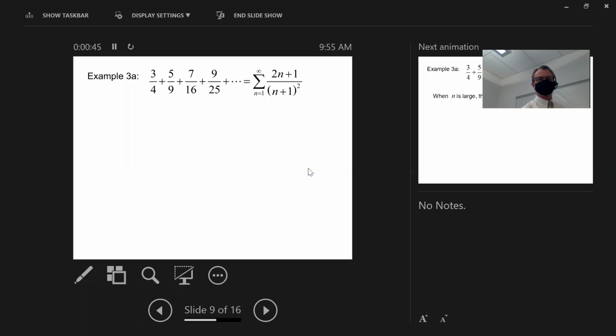I'm not so much concerned about that. Let's look at this example. Now, what do you notice here? The terms are getting smaller. You've got odd numbers in the numerator, 3, 5, 7, 9, and you've got perfect squares in the denominator: 2 squared, 3 squared, 4 squared, 5 squared. But 5/9 is smaller than 3/4. So the terms in the middle column are getting smaller. But that doesn't mean it necessarily converges.